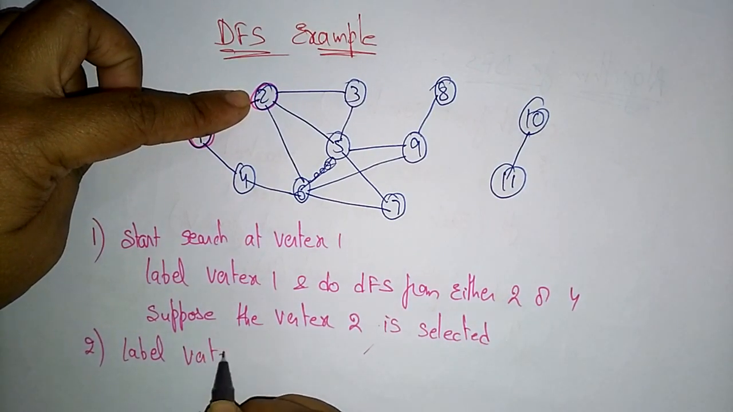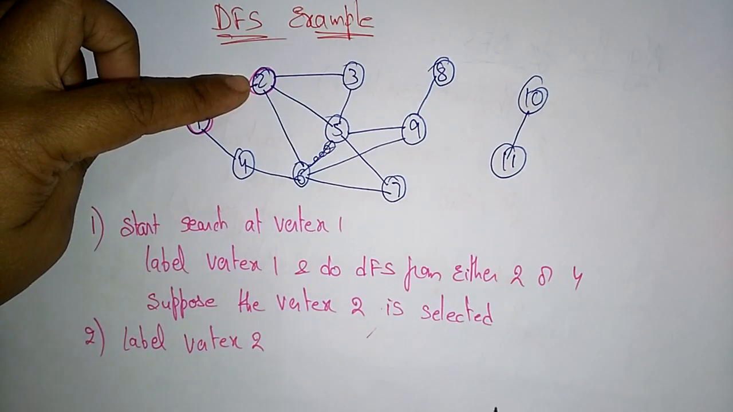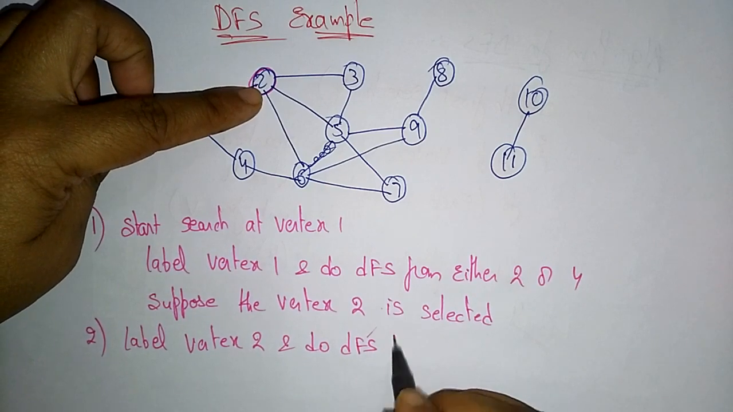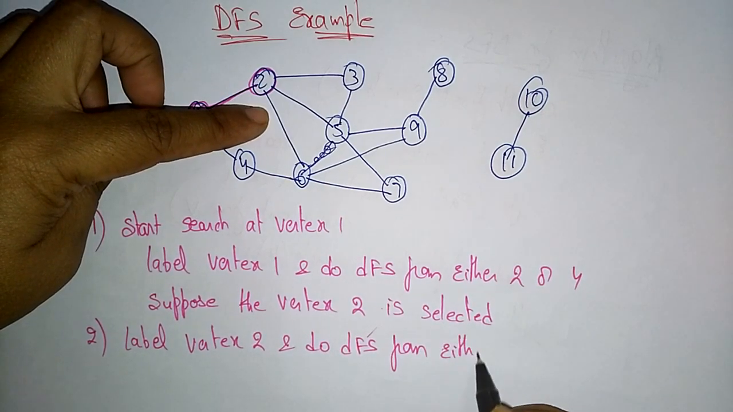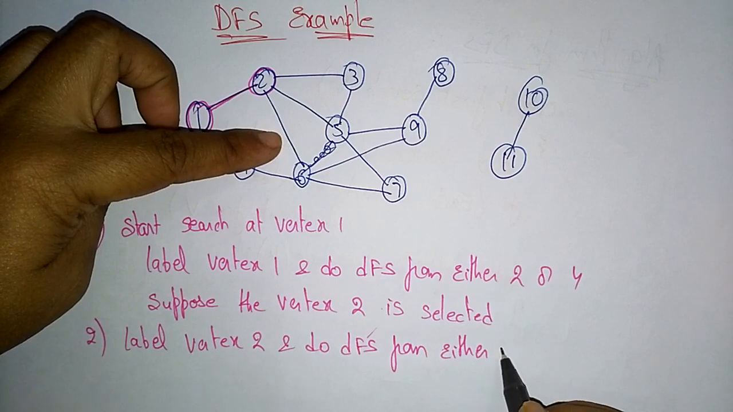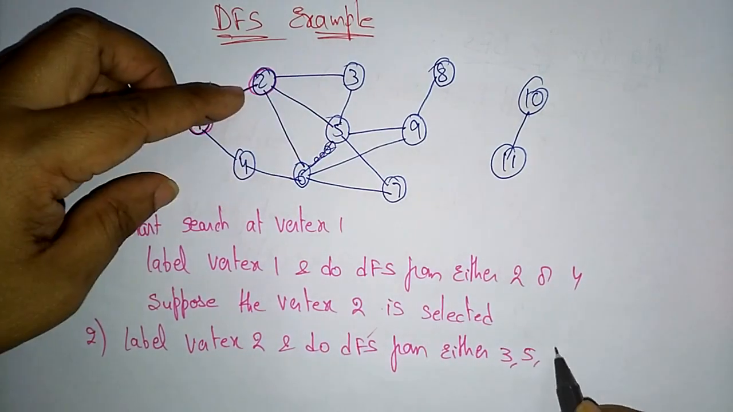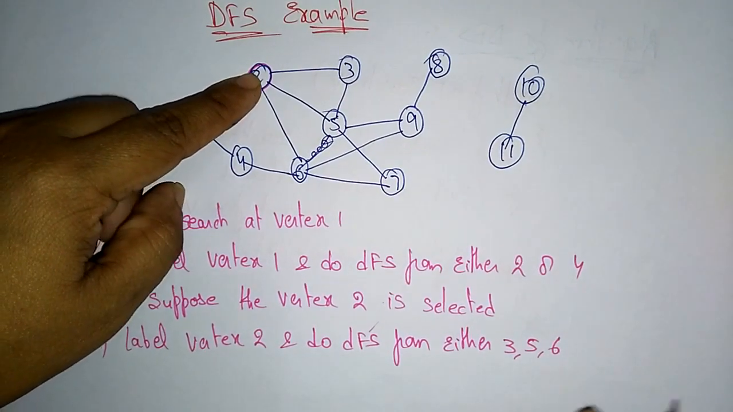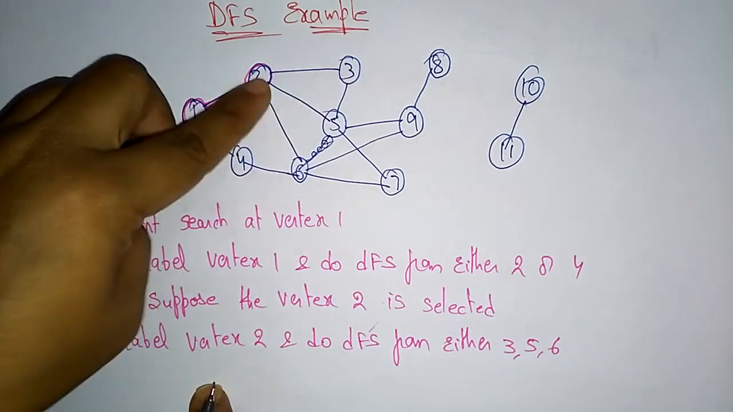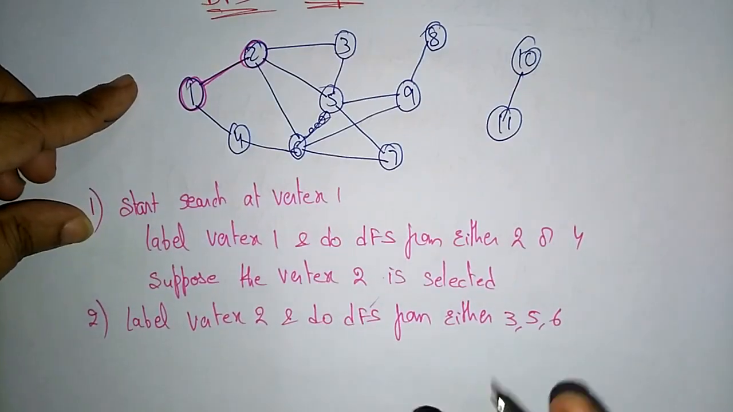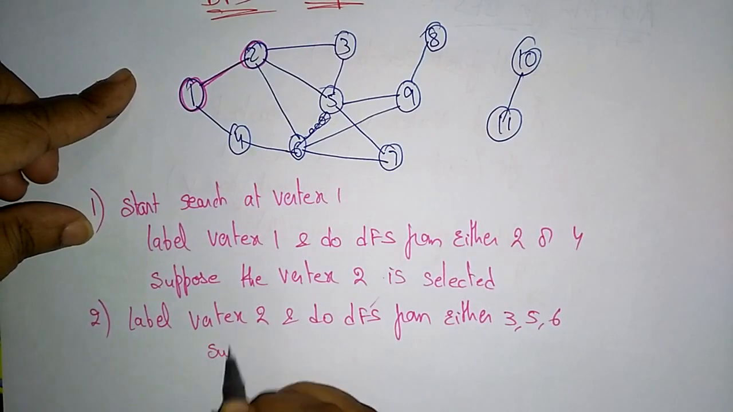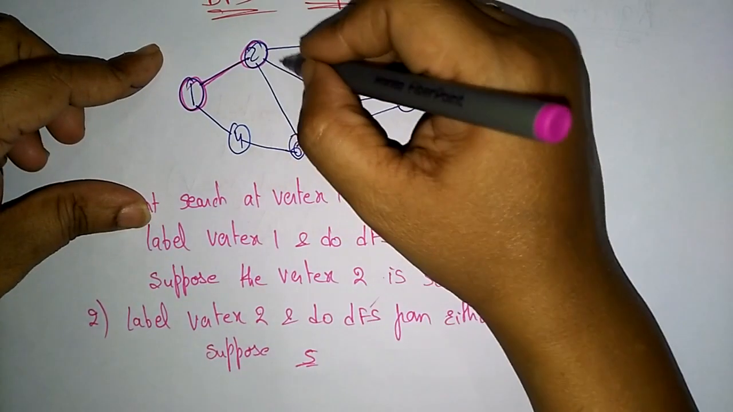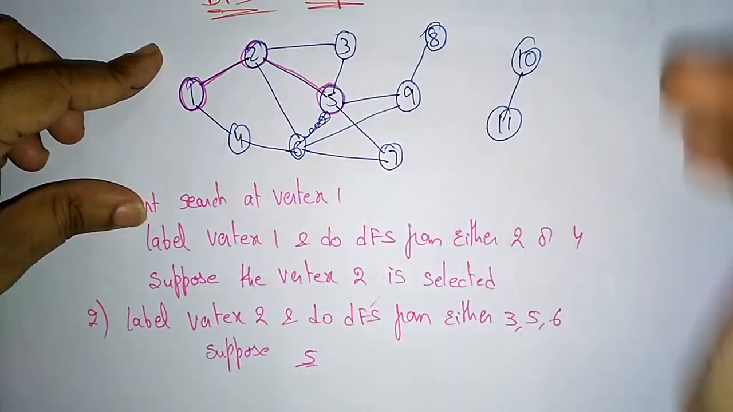Label vertex 2 and do depth first search from either 3 or 5 or 6. So the adjacent vertices for 2 are 3, 5 and 6. So you have to select any of the vertices. Suppose I have selected 5.